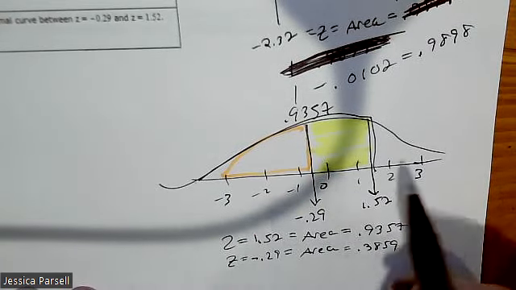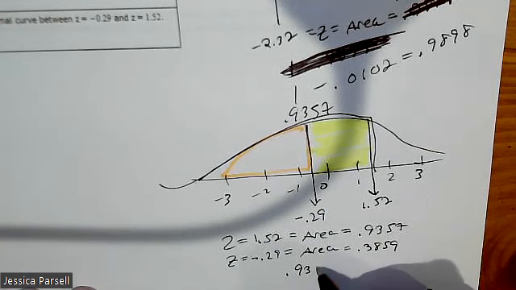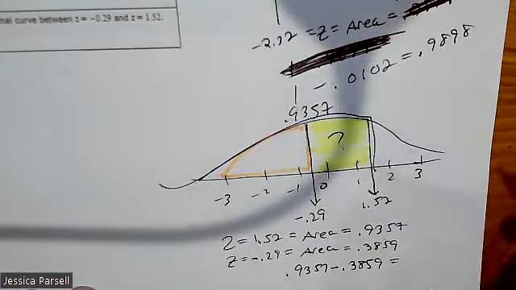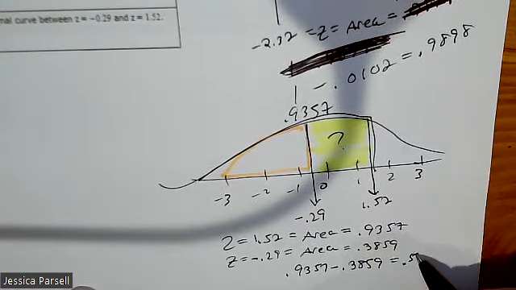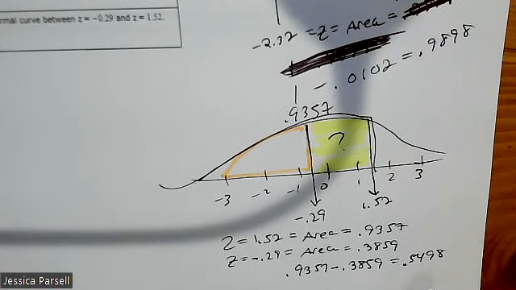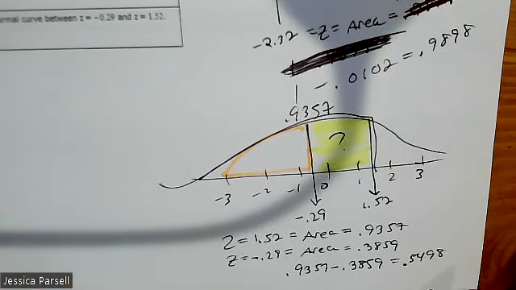We're going to take the big chunk, the 0.9357, and subtract out the 0.3859. And that's going to leave us that little chunklet right here. And then hopefully you got 0.5498. Hopefully I did that right. So that was, let's see here, 2, 4, 6 practice problems, getting used to thinking about the curve to the right, to the left, how to use your area chart.